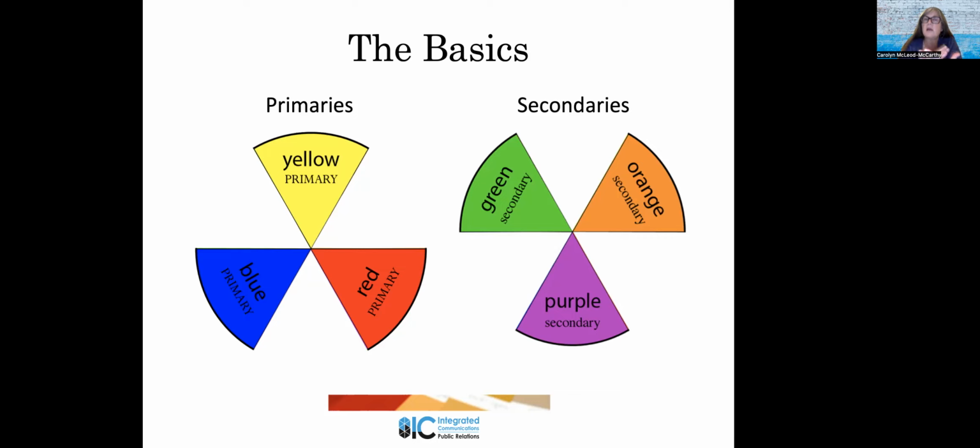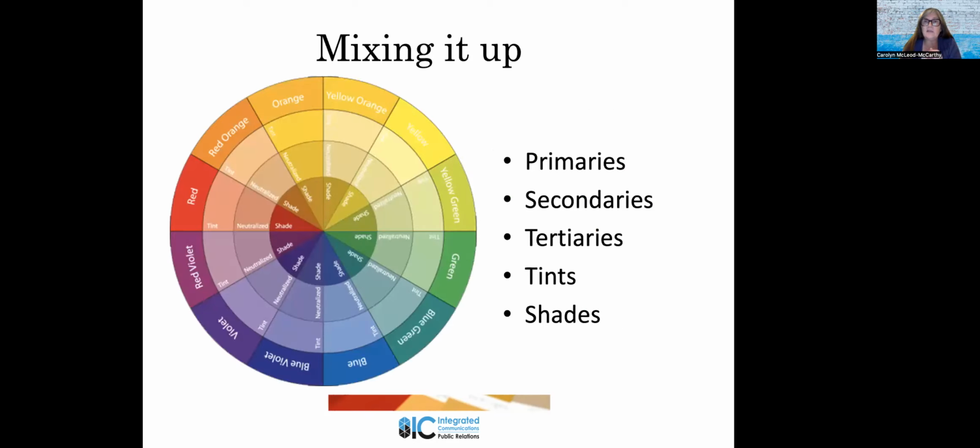So those are your primary colors. When you mix those, you get your secondaries. So yellow and blue make green, yellow and red make orange, and blue and red make violet or purple. Okay, easy peasy, right? You already know this. Primaries and secondaries. Now we mix a primary with a secondary and you get tertiaries.